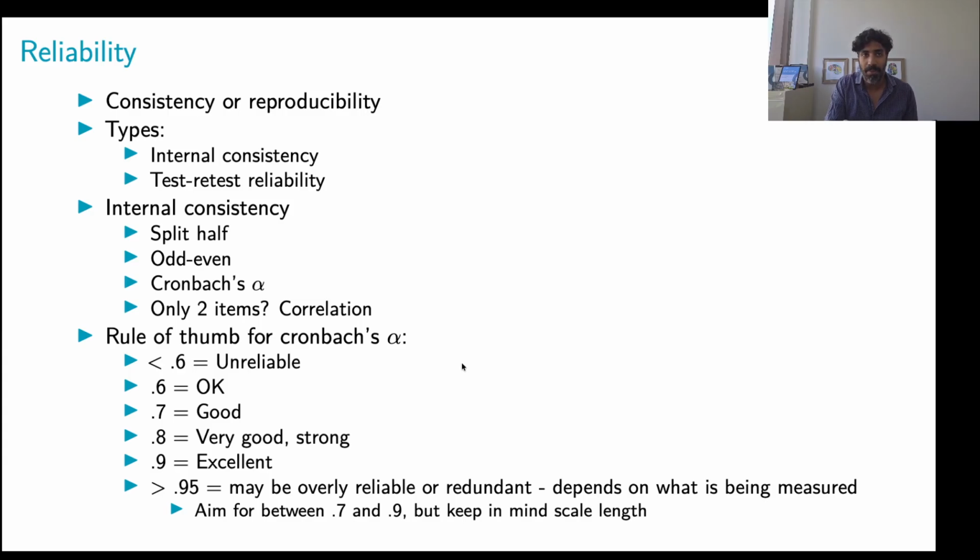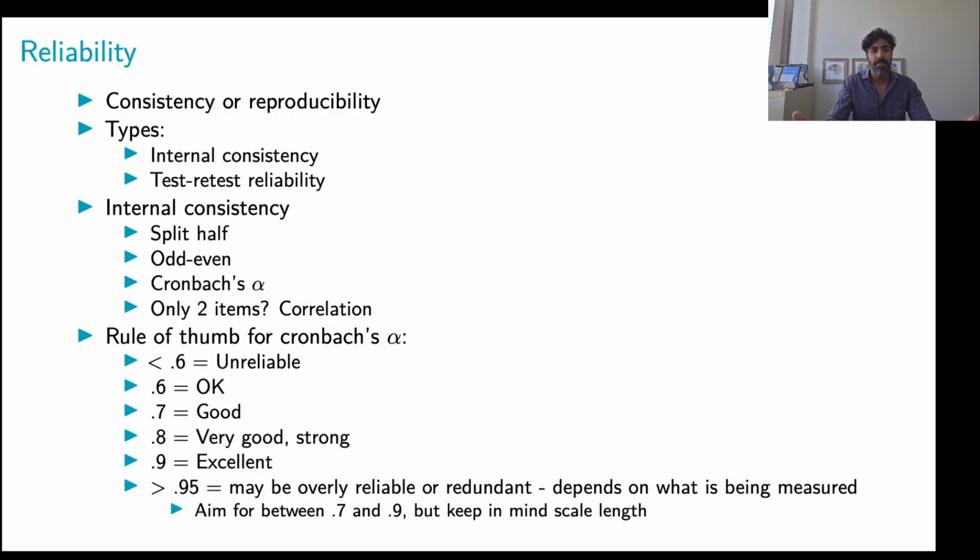So when we talk about reliability, there's consistency or reproducibility. Those should be the two key words that come into your mind when you think of reliability: consistency, reproducibility. The types include internal consistency and test-retest reliability. So the internal consistency had split half, odd even, and Cronbach's alpha. And Cronbach's alpha was the average of the split halves, all the possible combinations of split halves that you could do. And so if there's only two items, then you just compute the correlation coefficient for those two items.